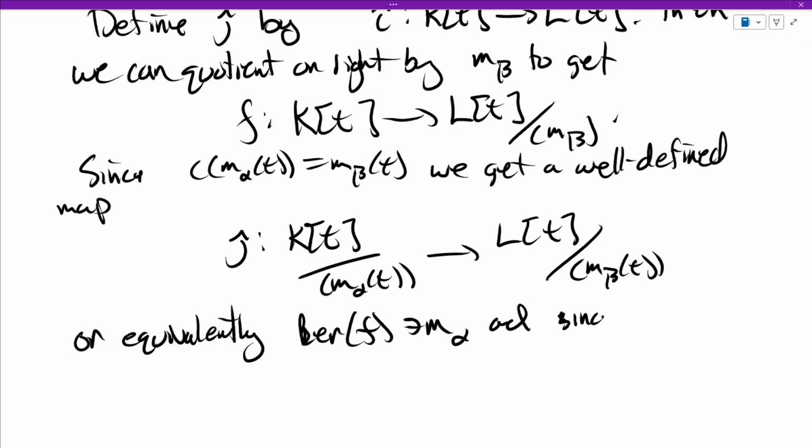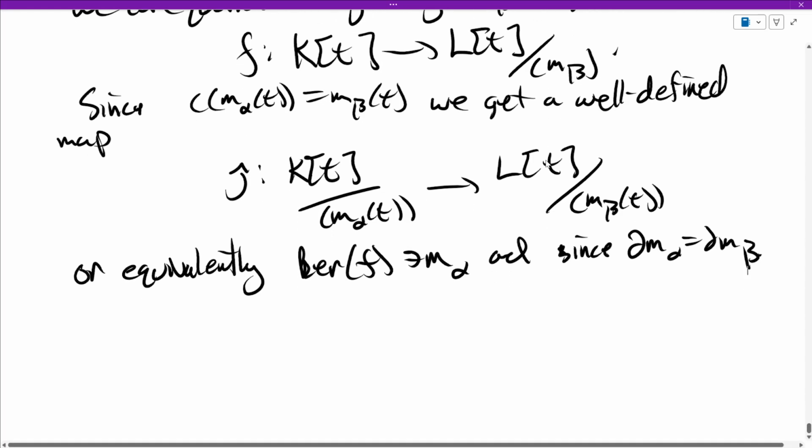And since the degree of M alpha is the degree of M beta, why is that? Well, iota is just changing coefficients, so it doesn't change any of the powers of t. So if you're degree 5 before applying iota, you're degree 5 after applying iota. Right? So the degrees are the same. So it can't be that we have something of smaller degree showing up here for a variety of reasons.